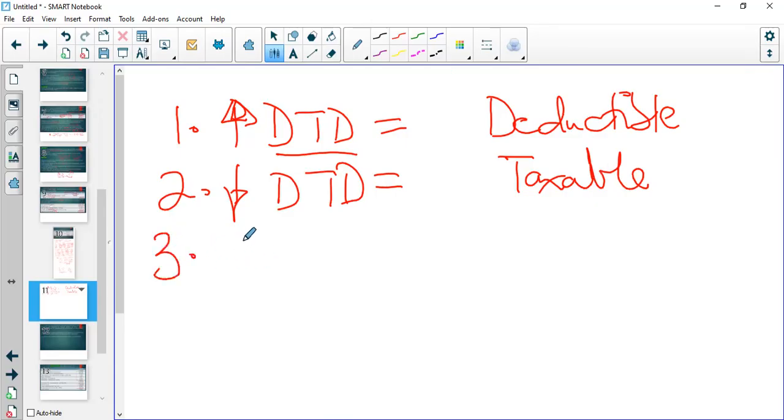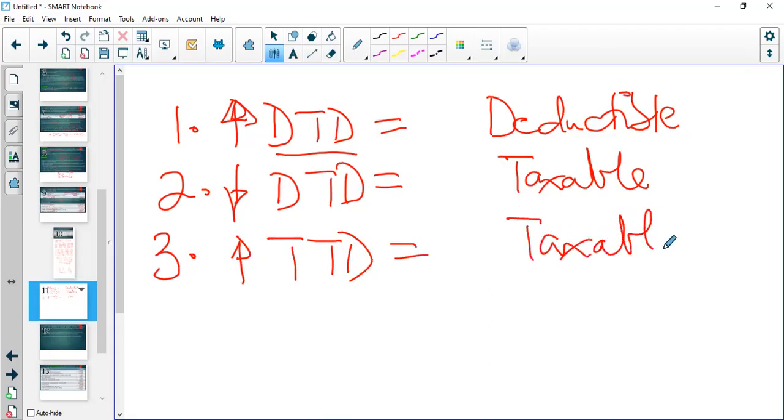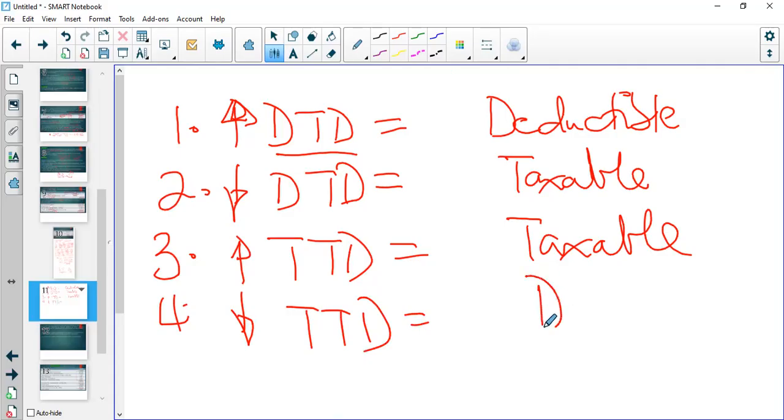So if the movement results in an increase in the taxable temporary differences, then the movement is taxable. And if it results in a decrease in taxable temporary differences, then the movement is deductible.